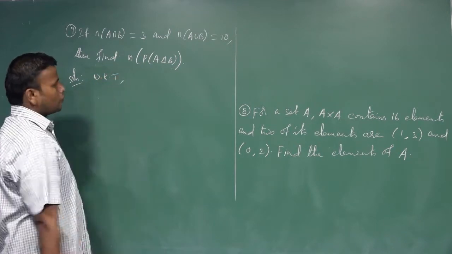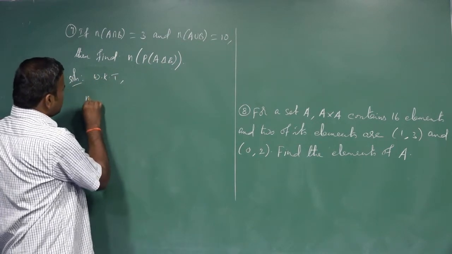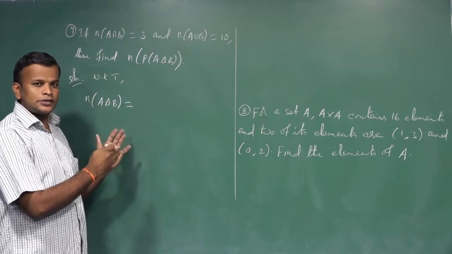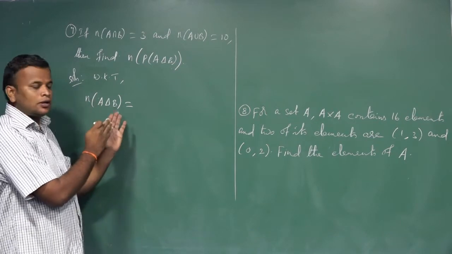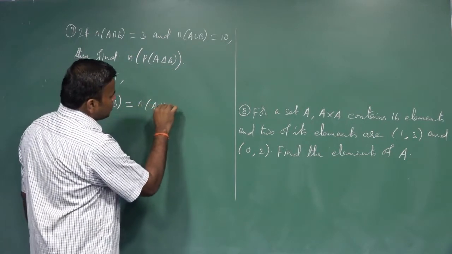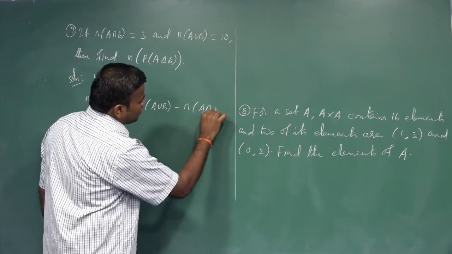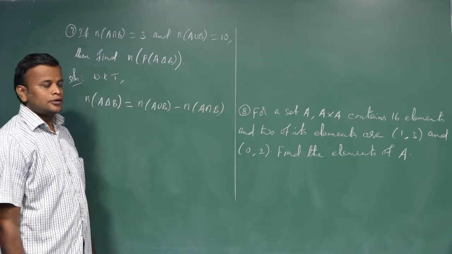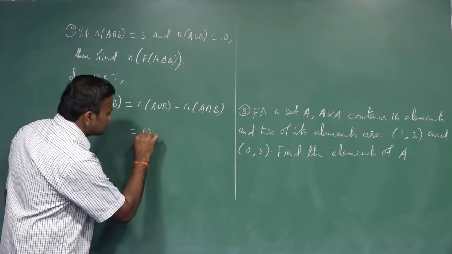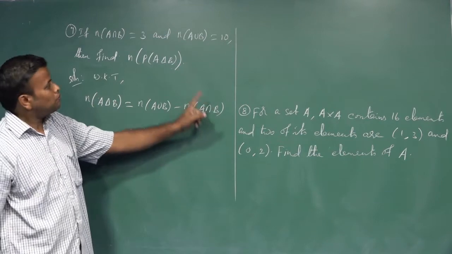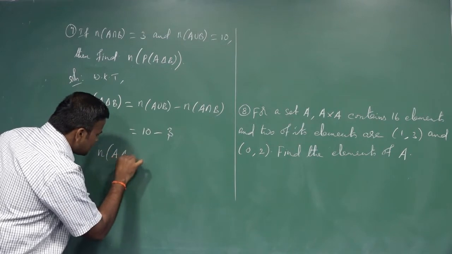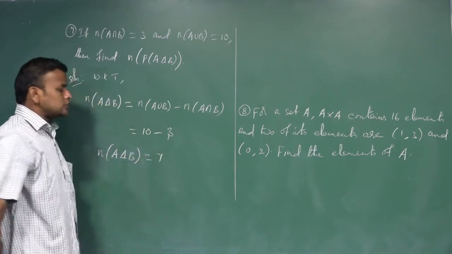Now first of all we write the formula. We already told this formula: n of A delta B. In the previous class we introduced the formula. So the formula of n of A delta B is equal to n of A union B minus n of A intersection B. n of A union B, that value is given. That value is 10. Minus n of A intersection B, that value is also given, is 3. So n of A delta B, that value is 7.